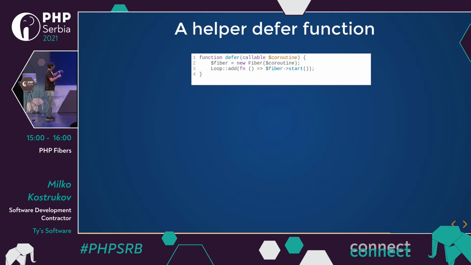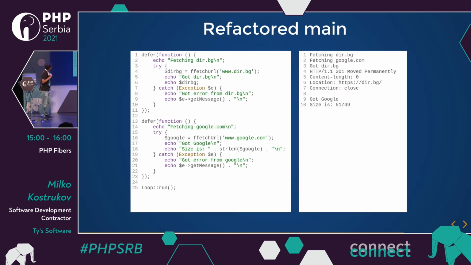What it does is you pass in a callback, a coroutine. The function is going to create a fiber with the coroutine, and it's going to add a function on our loop to start the fiber. OK? And now our main will look something like this. First, we're going to defer a function which is going to start fetching DIRBG. Then we're going to defer another function that is going to start fetching Google. And then we're going to run the loop.